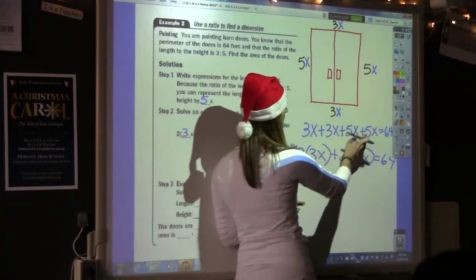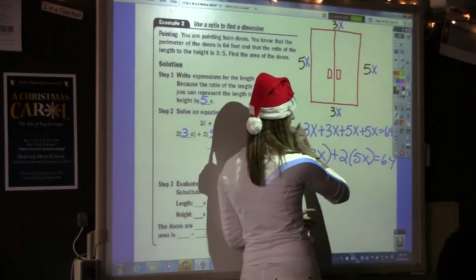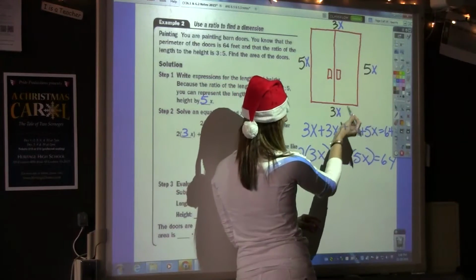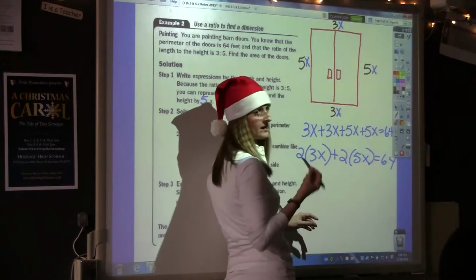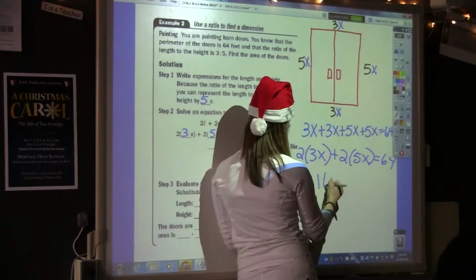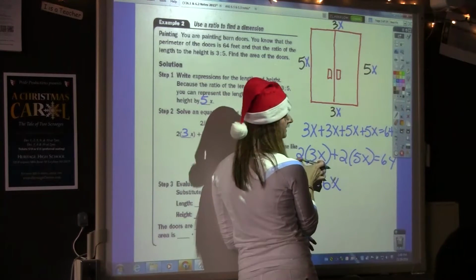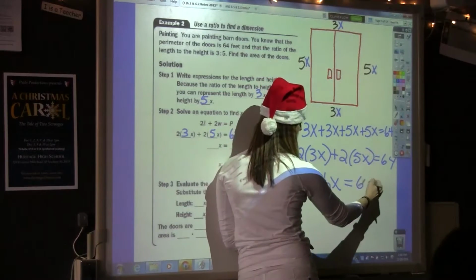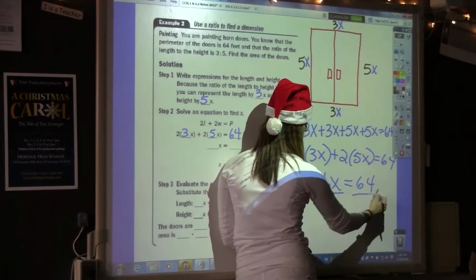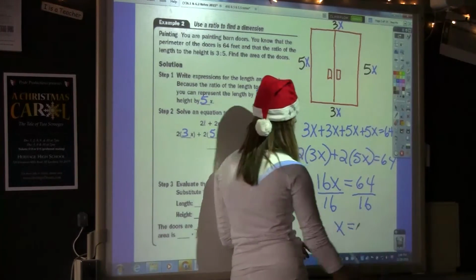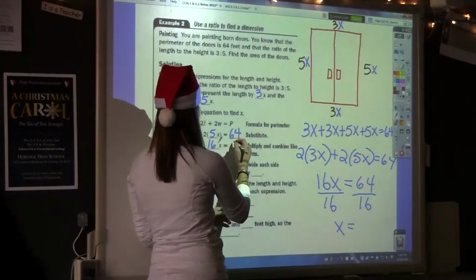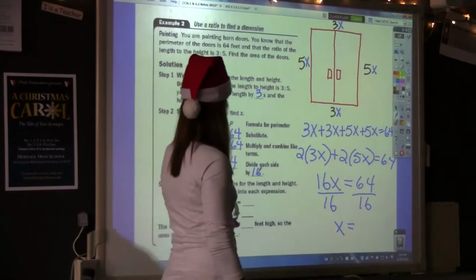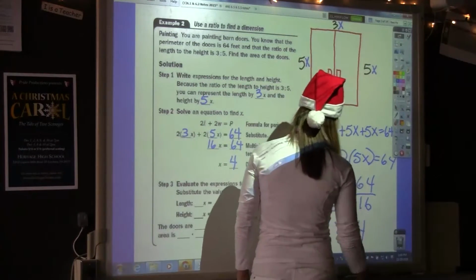So how many total x's do we have when we combine the like terms? We have 5x's plus 5x's plus 3x's plus 3x's for a total of how many x's? 16. Okay. So if we look at it this way, we've got 6x's plus 10x's, that's still 16x's. Solve for x. X equals 4. X is 4. Okay. We found the value of x.